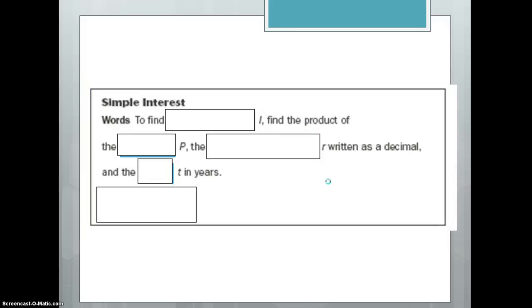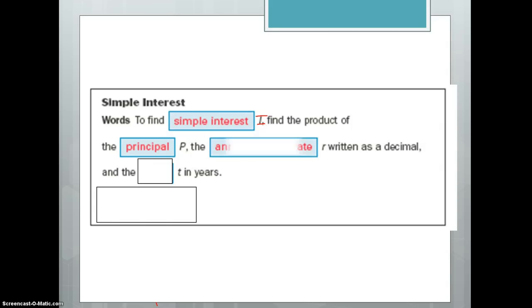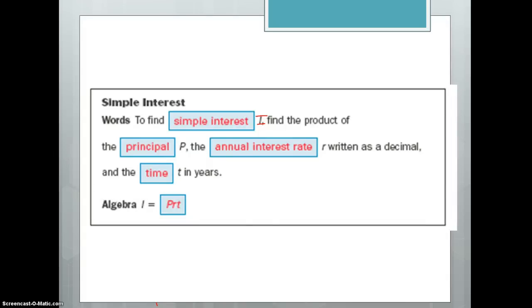To find simple interest, which is I, find the product. We are multiplying the principal, P, and the annual interest rate, R, written as a decimal, because interest rate is a percentage so we have to write it as a decimal, and the time, which is T, in years. Use this formula: I equals P times R times T.